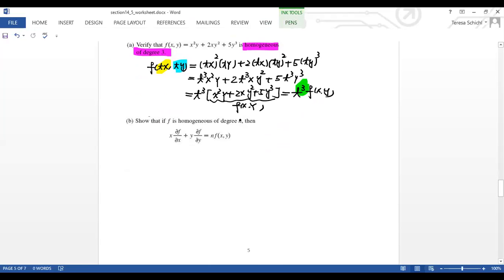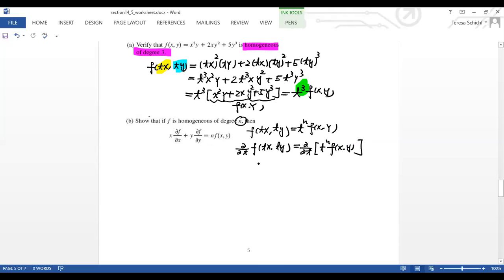Okay, because the function is homogeneous of degree n, based on my definition, I know that f of tx, ty equals t to the nth power times f of x, y, correct? Now, if I take the derivative with respect to t of f of tx, ty, it will be similar: you take the derivative with respect to t of t to the nth power times f of x, y. You take the derivative of t on both sides.